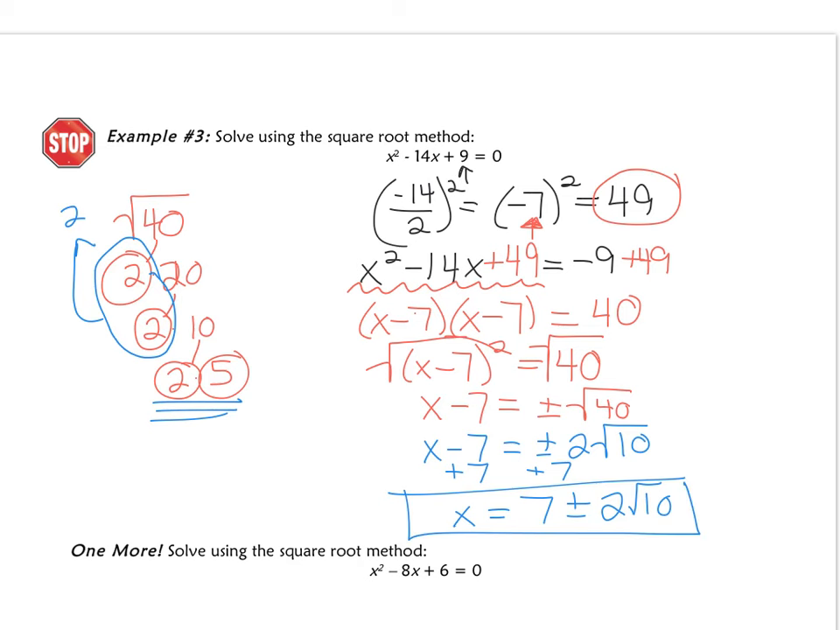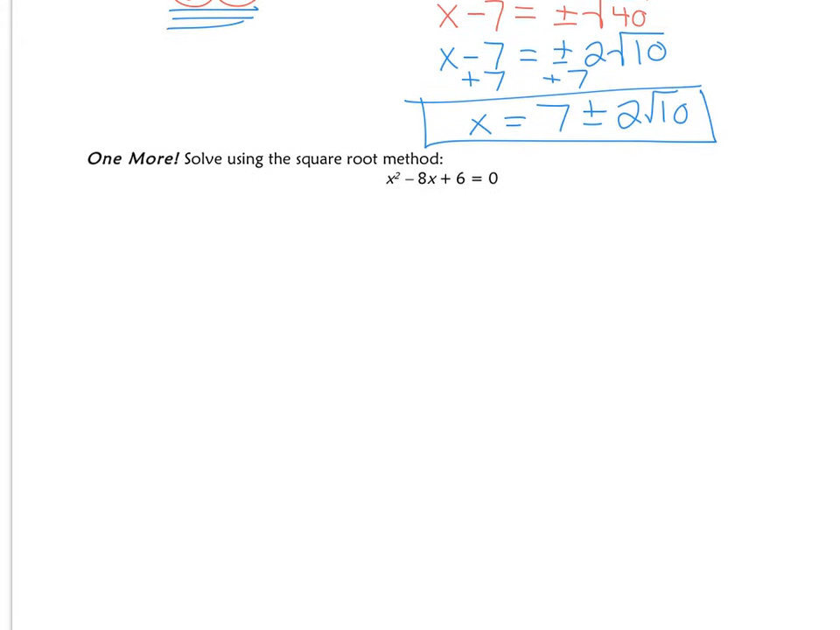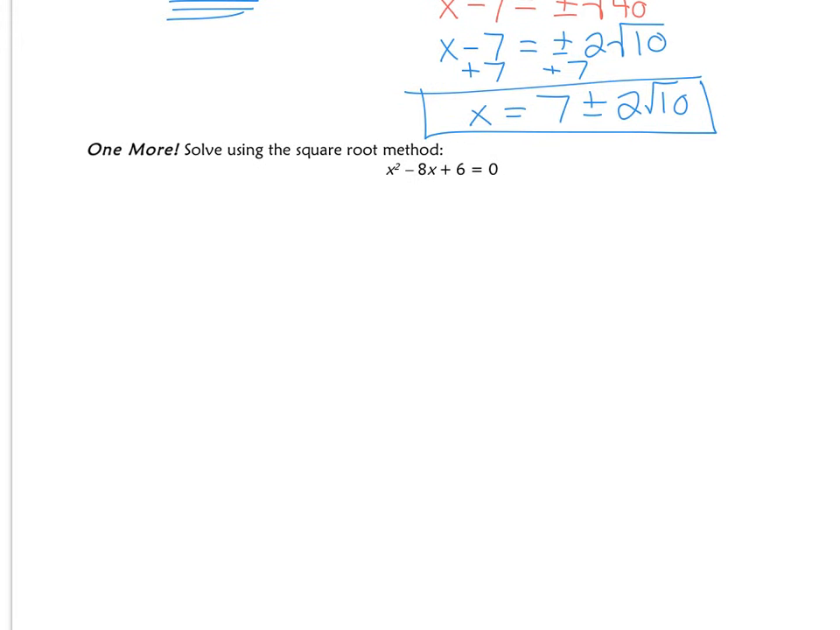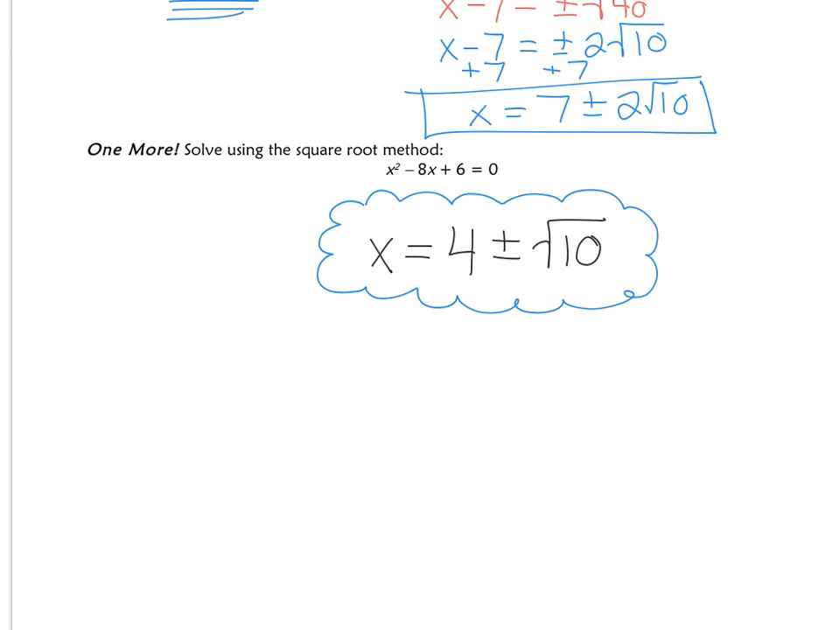Okay, so like I said earlier, this last problem is the one that I want you guys to stop the video, try it on your own, and I will display the answer so you can check if you did it correctly or not. Okay, so the answer that you should have gotten for this problem is that x is equal to 4 plus or minus the square root of 10.